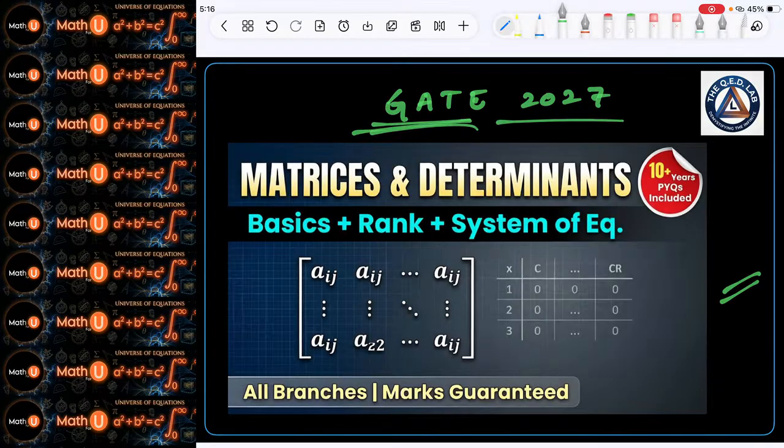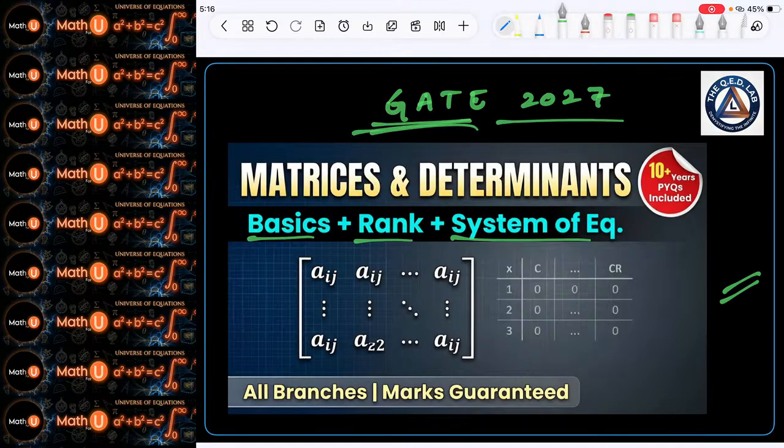I am going to cover all the GATE syllabus, for all the branches. This is lecture 1. In this lecture we are going to discuss some basics, matrices and some special matrices, and like determinants and rank, system of equations, trace. All these topics we are going to cover in this live session.